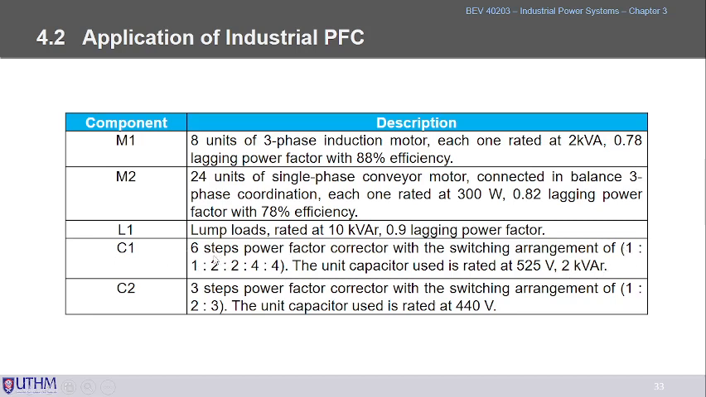Of course, when you switch to step 1, step 2, step 3, that means when you switch to step 3, you have 2 plus 1 plus 1, so the total is 4 units. So 4 units times 2 kVAR means you have 8 kVAR when you switch to step 3. You can calculate it that way. It depends on how much our system requires. The minimum is just step 1, only 1 kVAR.